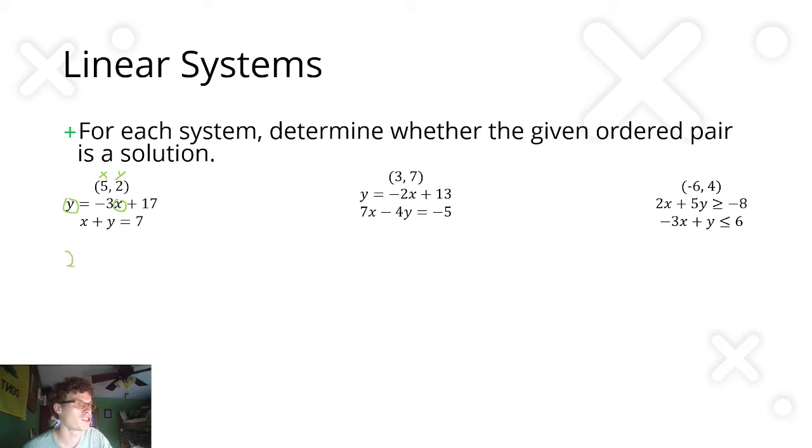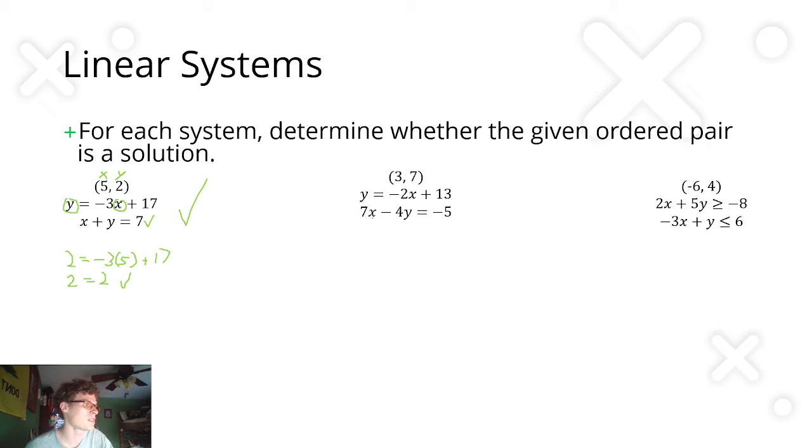So let's plug in 2 equals -3 times 5 plus 17. All right, so that's our first one. And that will end up being true because -3 times 5 is -15. Adding 17 to that gives us 2. So that's true. X plus y, does 5 plus 2 equal 7? We're plugging in 5 for x, 2 for y. 5 plus 2 does equal 7. So this is also true, which means this is a true statement. It is only a true statement if both equations are satisfied by the given ordered pair, okay? So 5, 2 is a solution.